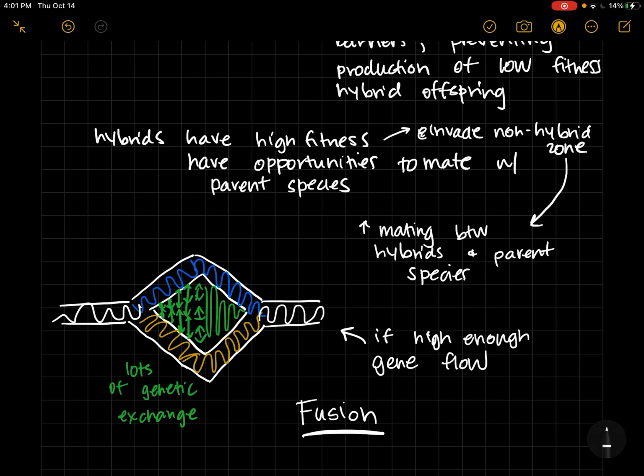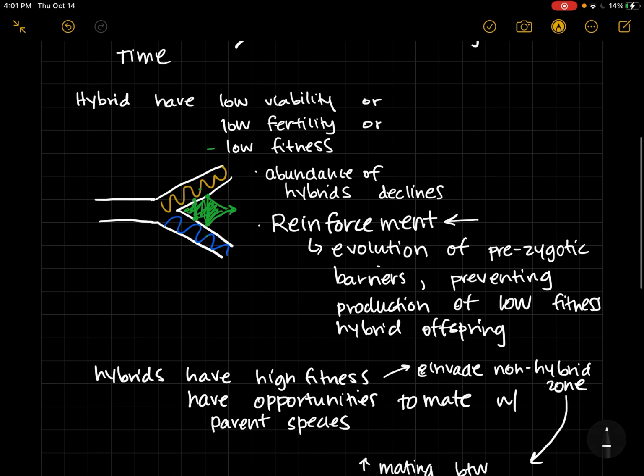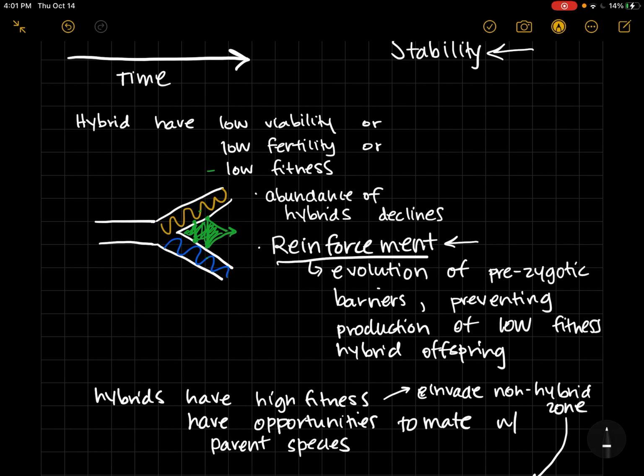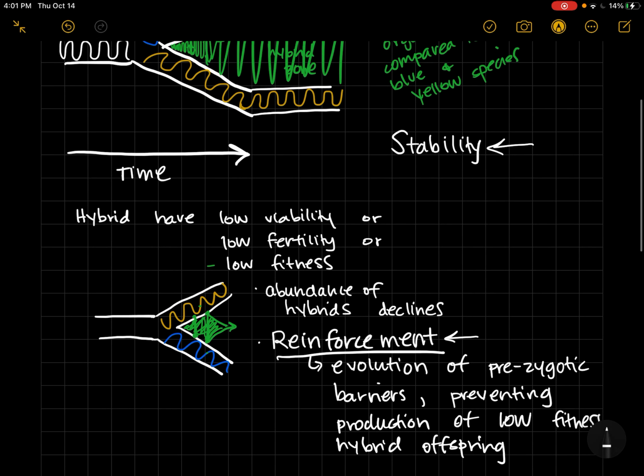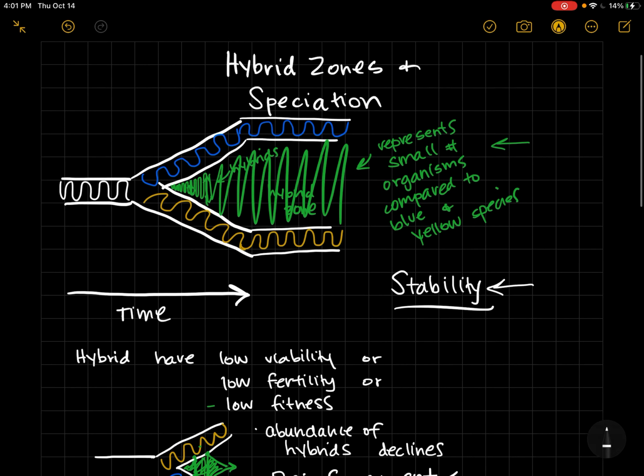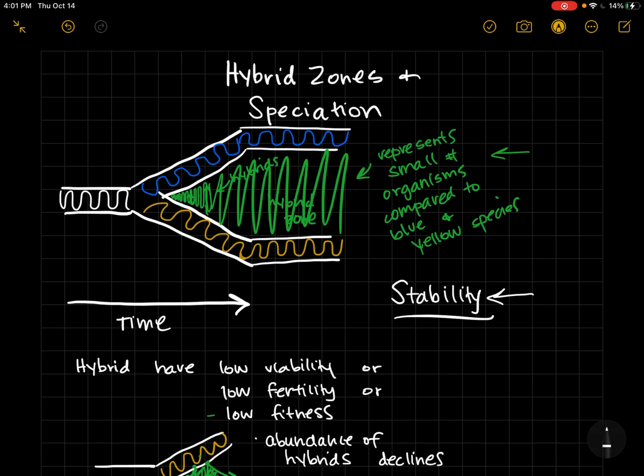All right, so we've got three possibilities. We've got fusion, we've got reinforcement, and we've got stability. Okay, our three outcomes when we have speciation followed by hybridization.